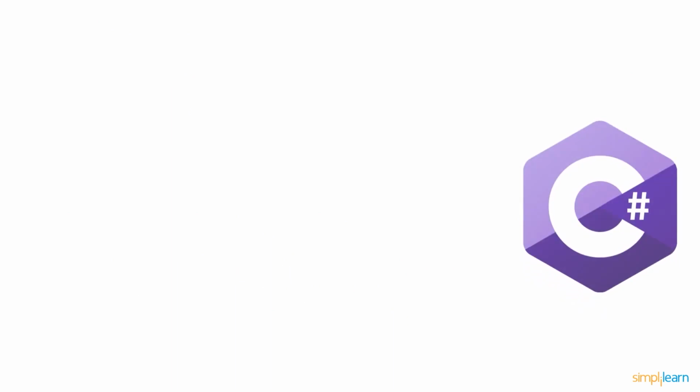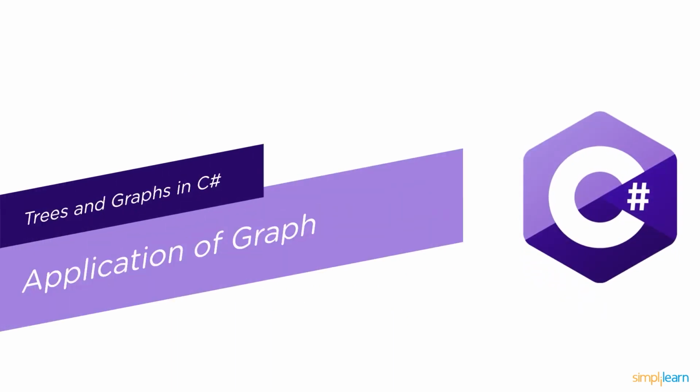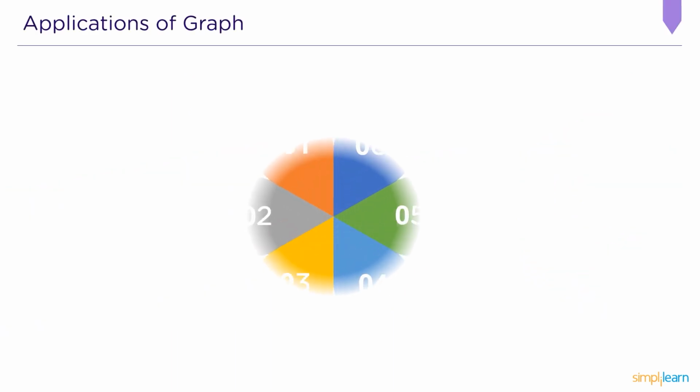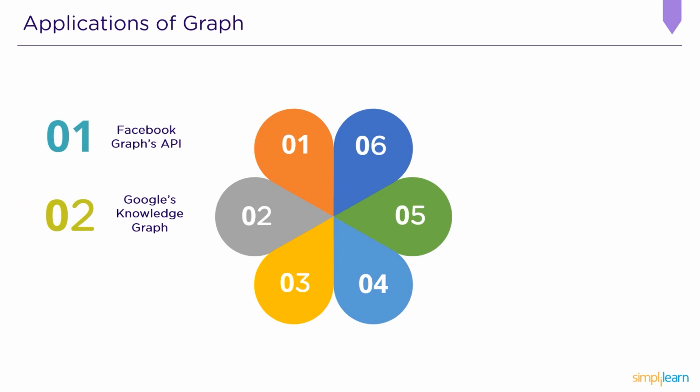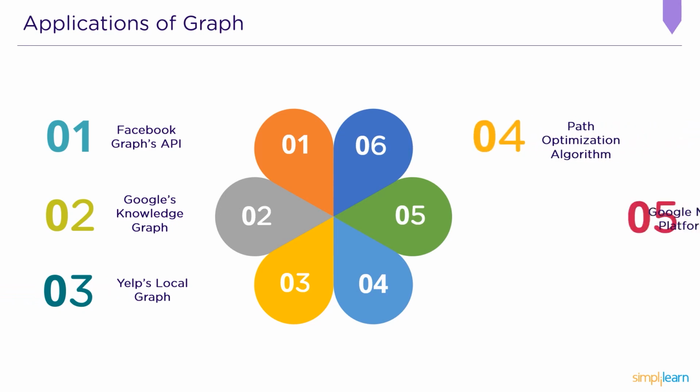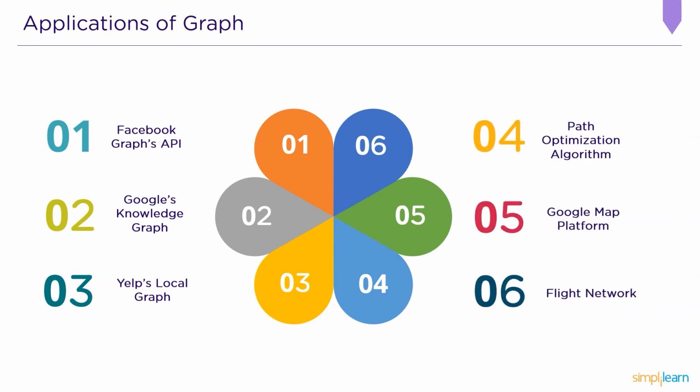Finally, in this tutorial, we will look at the real-world examples of graph data structures. So here are the 6 real-life examples of graphs. We have Facebook Graph API, and we have Google Knowledge Graph. We have Yelp's Local Graph. Following that, we have path optimization algorithm. We have Google Maps platform, and finally, we have flight network. Let us discuss all these applications in greater detail.